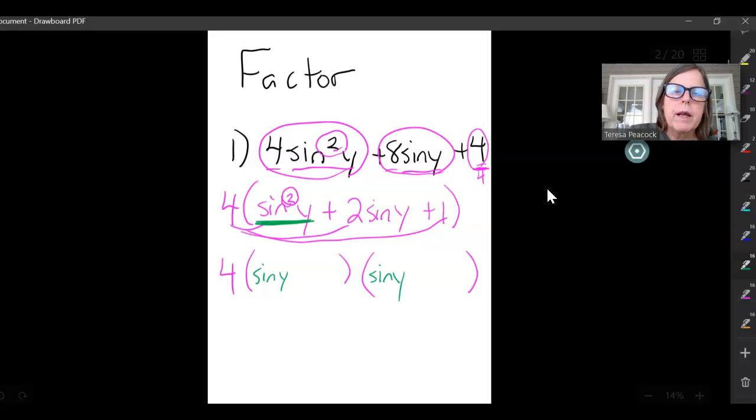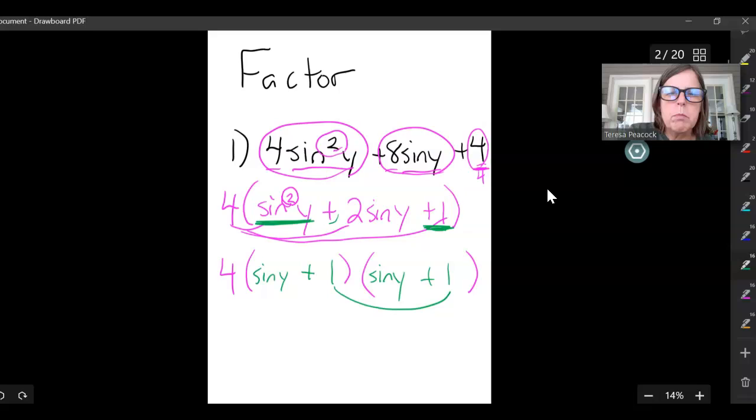Okay. The next thing you want to do is look at this last term. We want to get a positive 1. So what times what gives you a positive 1? Well, a negative 1 times a negative 1, or a positive 1 times a positive 1. We want to go with a positive 1 here. See how that gives me a positive 1? And we want to go with a positive 1 here because your middle sign is positive. You want to get a positive middle term.